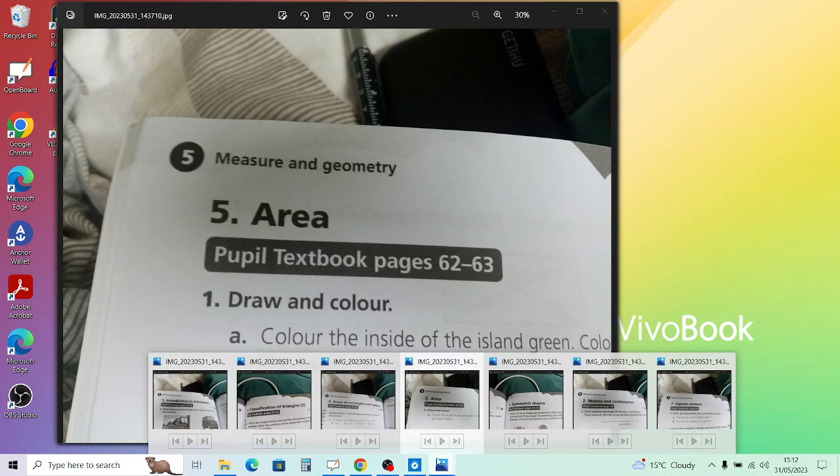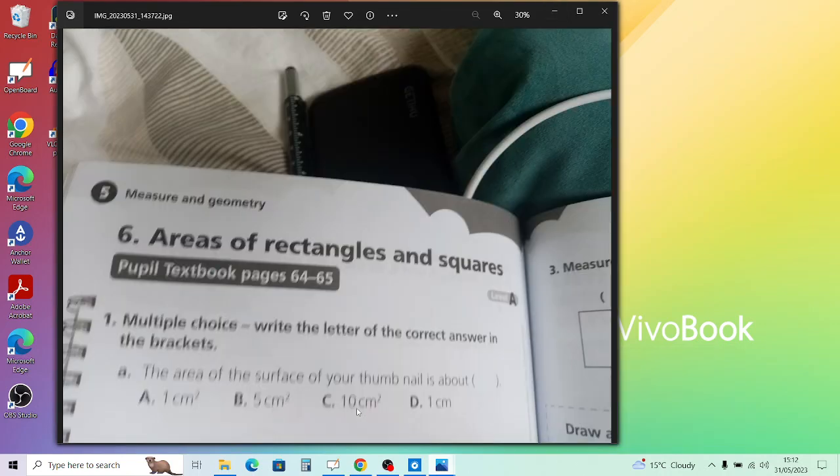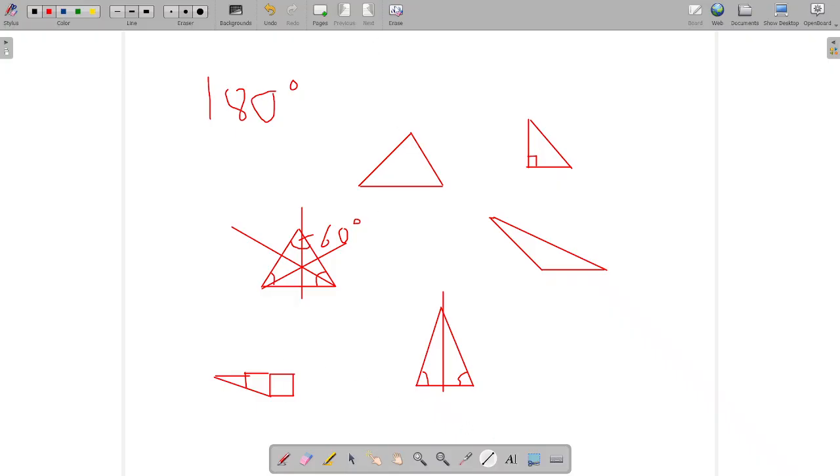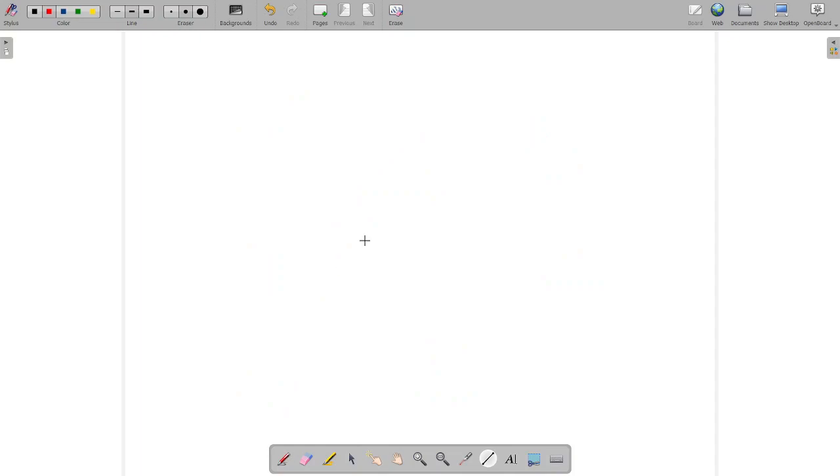So these are ones that you can particularly work out. The area of a surface of your thumbnail is roughly about how much? Okay, roughly about how much? So if you look at your nail or any shape, any shape, you can make it into a rough rectangular shape. How big is that? If that's 1 centimeter and that's 2 centimeters. So if this is 1, this is 2.